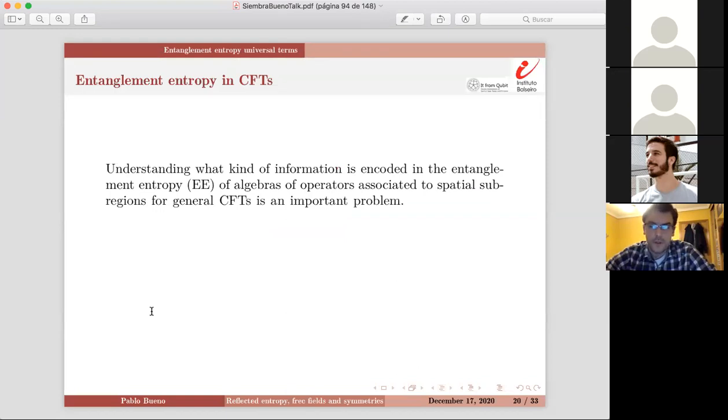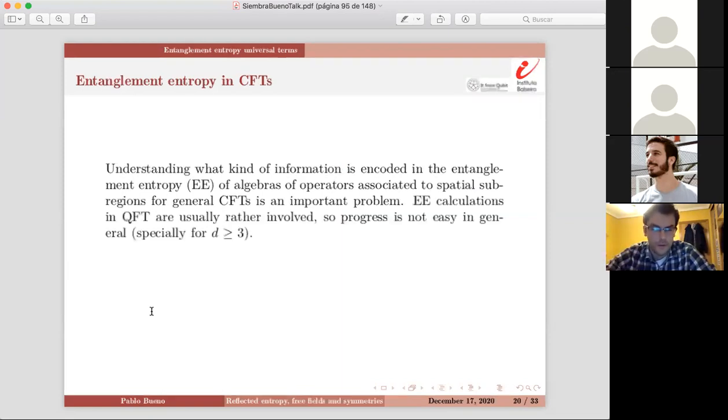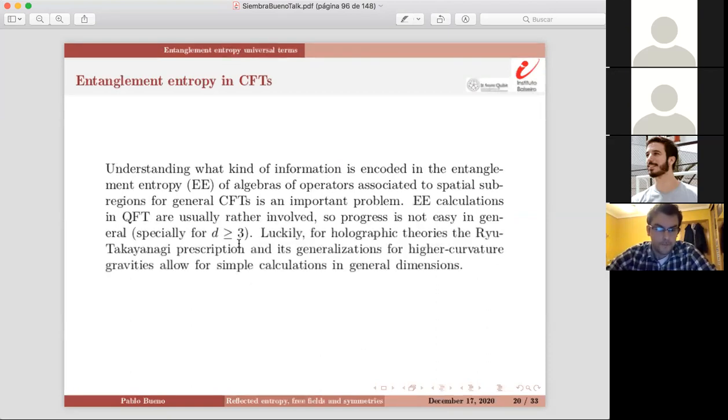So the first case that I'm going to tell you about is entanglement entropy. Entanglement entropy is not, to be completely correct, well defined in quantum field theory, but it contains terms that are well defined in the continuum. These are what are called universal terms or regulator independent terms. And understanding what kind of information they encode about the theory is an important problem in physics as well. One of the issues here is that entanglement entropy calculations in quantum field theory are difficult in most cases, even for free fields, especially for dimensions higher than 3.